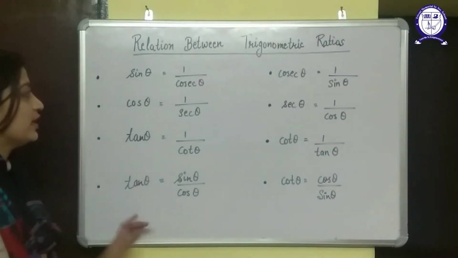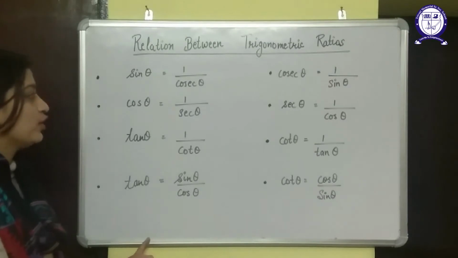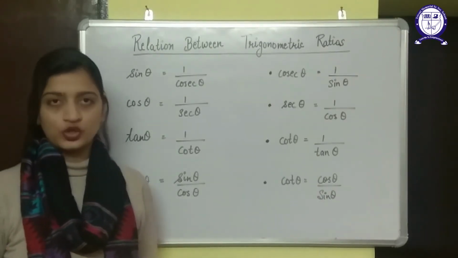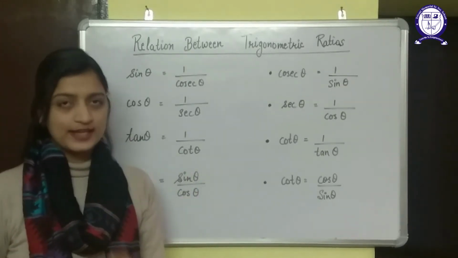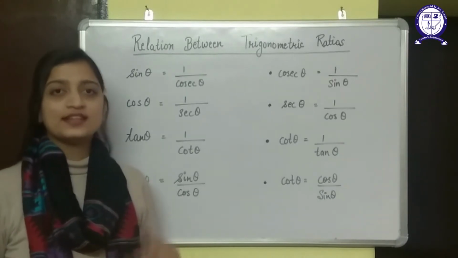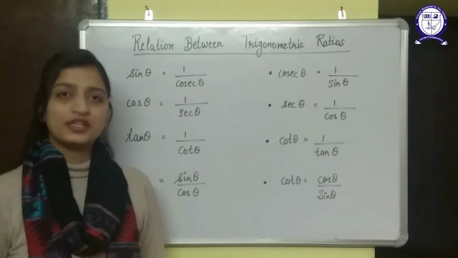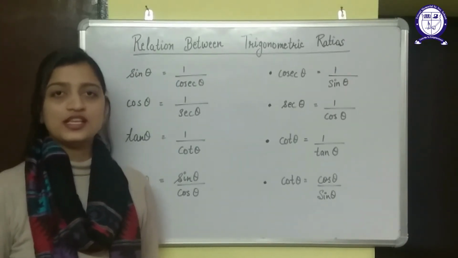The first one is between sine and cosec. Second, between cos and secant. And third is between tan and cot. There is a direct relation between sine and cosecant, cos and secant, tangent and cotangent. This is what I told you in the previous video also, that there is a relation between these ratios.